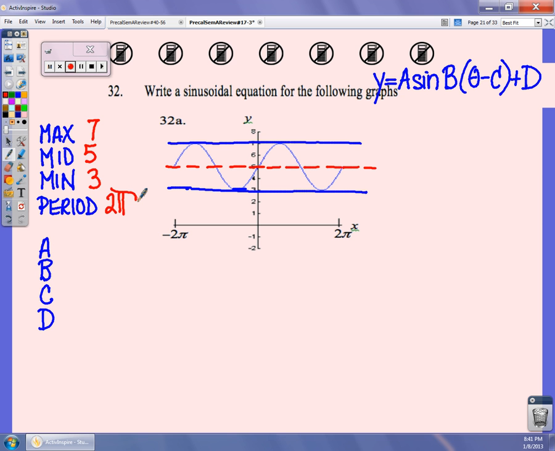Now remember, our amplitude is the maximum minus the midline, or the midline minus the minimum. It's the difference between the midline and either the max or the min. So our A value here, or our amplitude, is 2. Now our B value is calculated. Remember, 2 pi over B will equal your period. In this case, we saw that the period was 2 pi, or 2 pi over 1. Therefore, B equals 1.